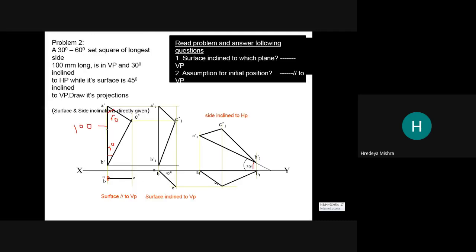above the HP. Now the question is changed because the point position is given here. In the previous question, AB is the longest side, so the AB position is given here. A is 10 mm and B is 35 mm above the HP.